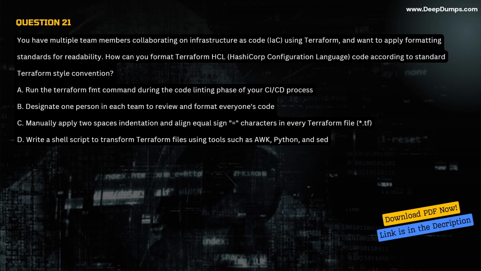A. Run the terraform fmt command during the code linting phase of your CI/CD process. B. Designate one person in each team to review and format everyone's code. C. Manually apply two spaces indentation and align equal sign characters in every Terraform file, *.tf. D. Write a shell script to transform Terraform files using tools such as awk, Python, and sed.